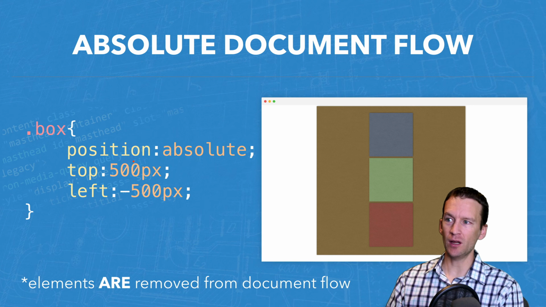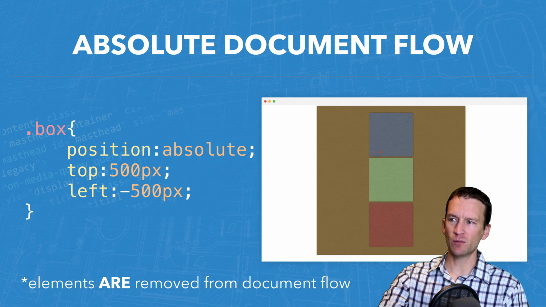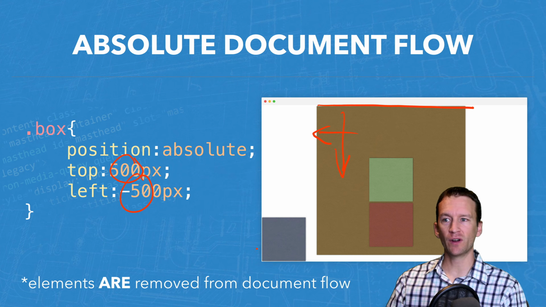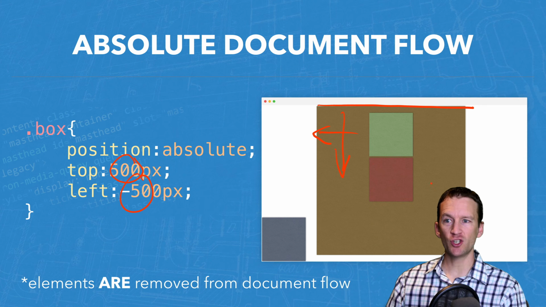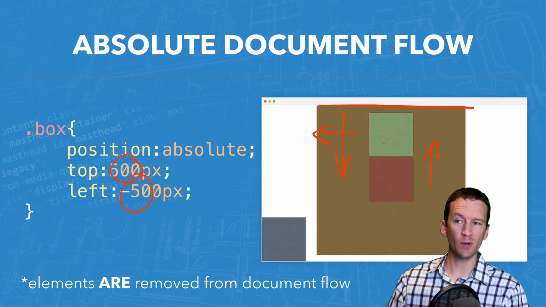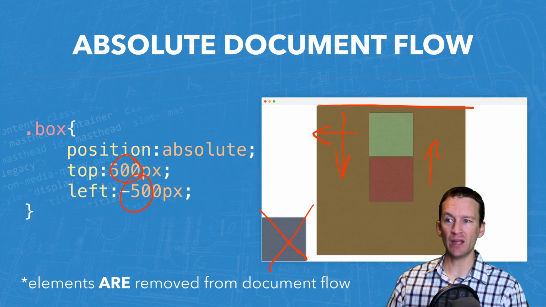So here we have a position of 500. So if I were to move this guy top 500 and left negative 500, remember this is from the parent. So it's going to move down from the parent 500 and it's going to move negative 500 over from the left. So, somewhere clear over here in your browser window. Now, because this guy moved and we're in absolute positioning, these 2 elements shift up. They're going to move up and occupy the space where that element used to exist. And that is because this element right here was removed from the document flow.